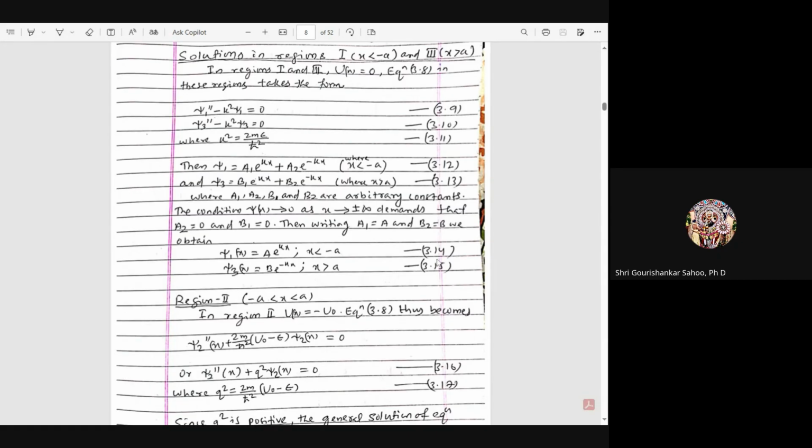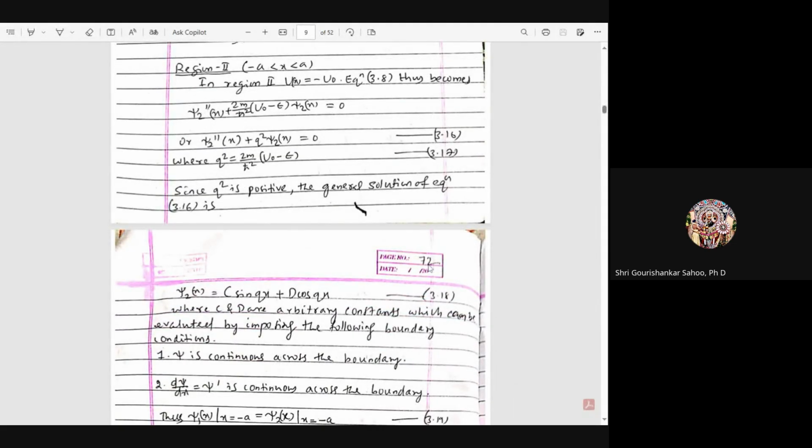The condition psi tends to 0 as x tends to plus or minus infinity demands that a2 is equal to 0 and b1 is equal to 0. Then we can write a1 equal to a and b2 equal to b. So psi 1 is equal to a e to the power kx, where x is smaller than minus a, and psi 3 is equal to b e to the power minus kx, where x is greater than a. So you can see that when x tends to plus or minus infinity, psi is equal to 0. And in region 2, that is, x between minus a and a, you have u equal to minus u0.